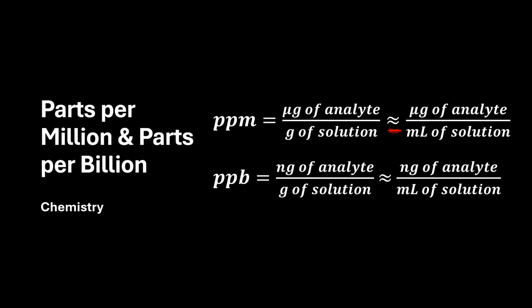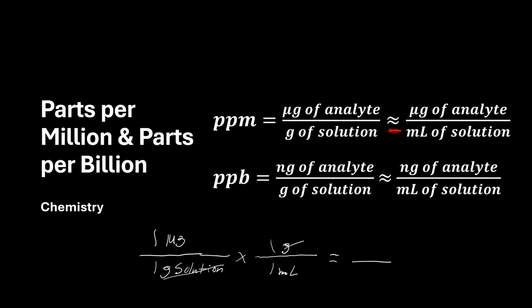basically what's happening here is the solution has a density equal to 1 gram per milliliter. So let me prove this with the stoichiometry real quick. Let's say I have 1 microgram of something, and that's in 1 gram of solution. Now, if I wanted to convert that using the solution's density, if we assume the solution has a density of 1 gram per milliliter, then it's just 1 gram up here and 1 milliliter down here. Grams cancel, and we get 1 microgram per milliliter. And typically you can make this assumption unless it's stated otherwise.